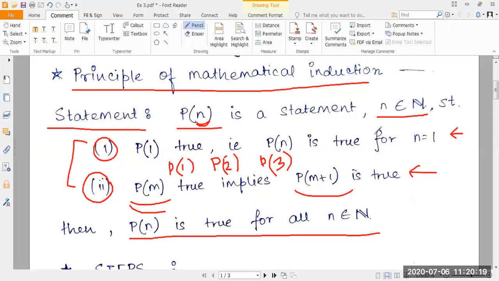So we essentially show that Pn is true for all values of n. And that is exactly what this statement says. If P1 is true and Pm true implies Pm plus 1 is true, then Pn, that is the general statement, is true for all values of n, where n is the set of natural numbers. Note that I am repeating the fact that n belongs to the set of natural numbers because that is one of the most important assumptions or conditions of the principle of mathematical induction.